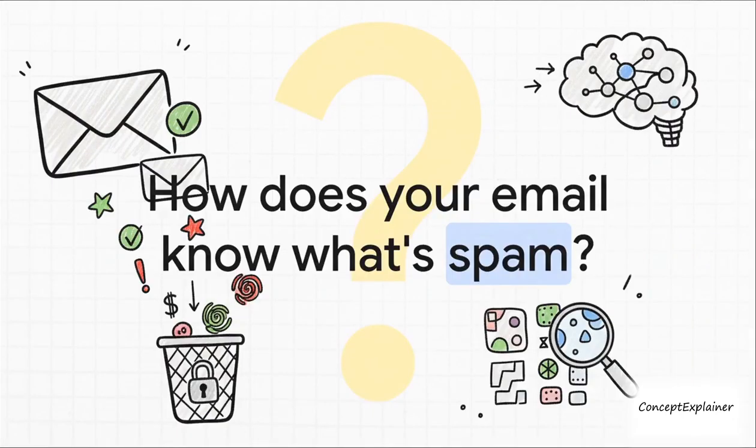How in the world does your email know what's spam? How does it just magically filter out all that junk? Well, it's not magic, not even close. It's a process. And actually, it's one of the best examples of machine learning out there. Basically, the system has been taught step by step to spot the telltale signs of a spam email.